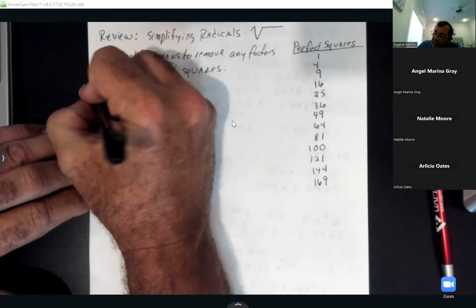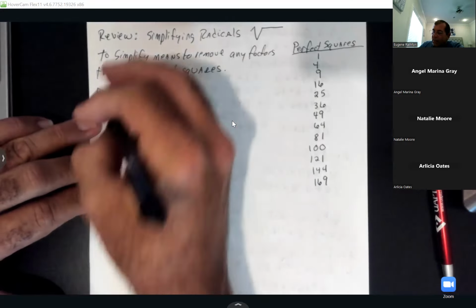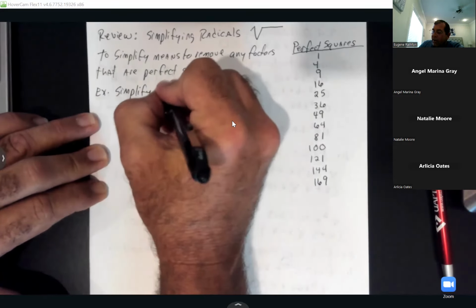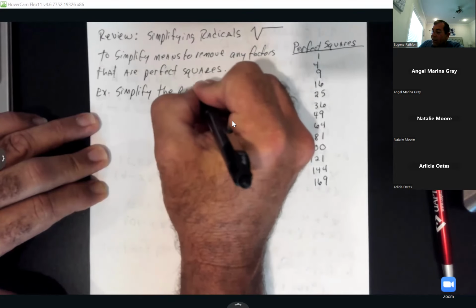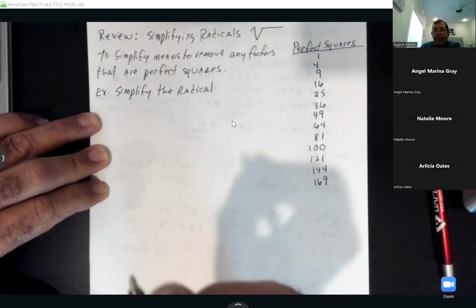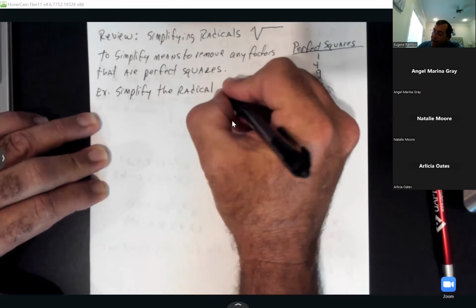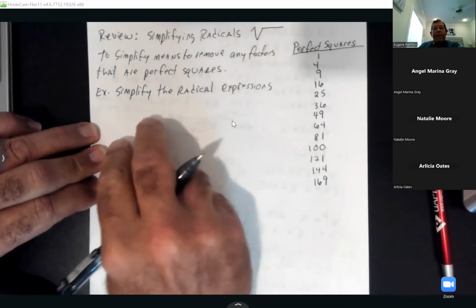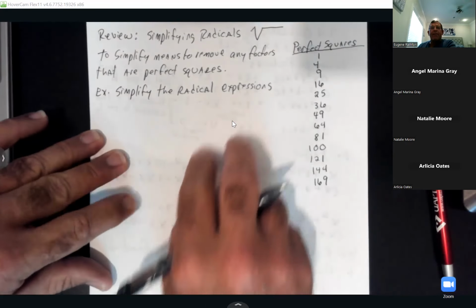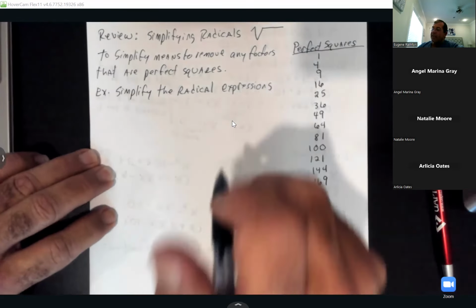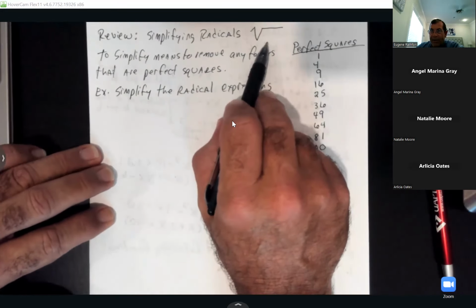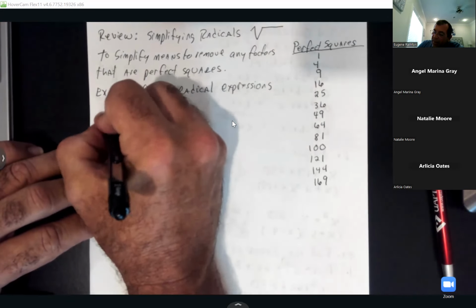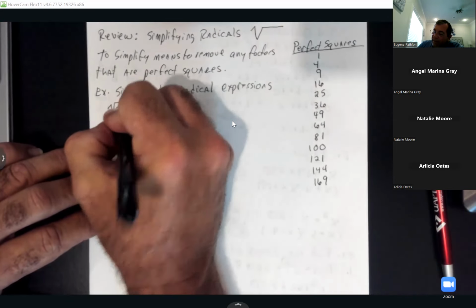So let's simplify some radicals before we play with that quadratic formula, okay? We're going to simplify the radical expressions. Because y'all, if you can't simplify the radical expressions, you'll never finish the quadratic formula, because it's got a big, huge, gigantic radical in it, okay? So let's start out mellow here. How about the square root of 25?